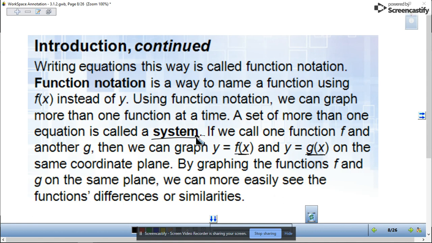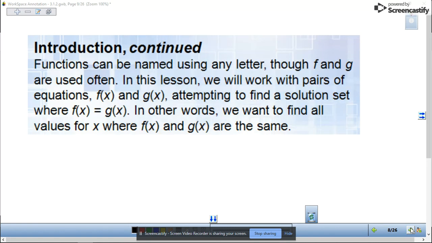We just spent a whole unit talking about systems, so we're going to continue that with this set notation and this function notation. Pause this and feel free to read more of it. And lastly, if we're looking for where the functions cross or where they're the same, then we're looking for where f of x equals g of x. And we'll do a lot of that as well.